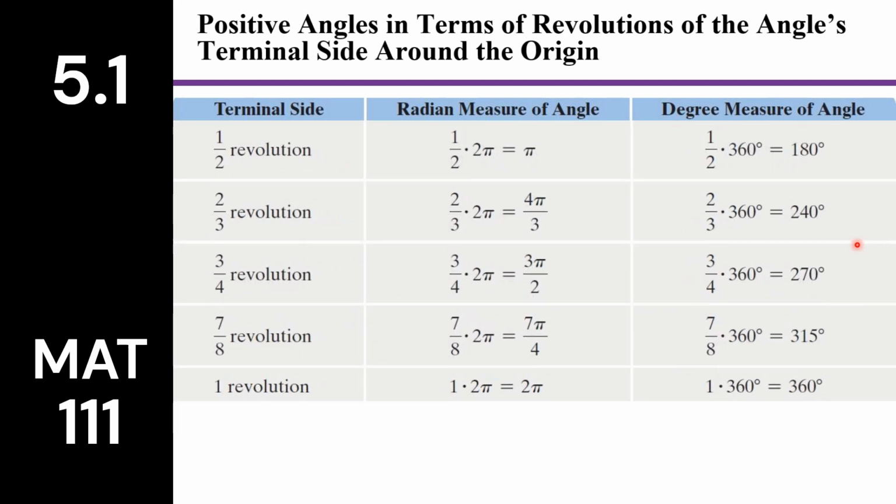And there's more of these. So you can take a look at these fractions. For instance, 7/8. 7/8 of 2 pi. The 8 and the 2 would cancel. We get 7 pi over 4. Or 7/8 of 360. That works out to 315 degrees.